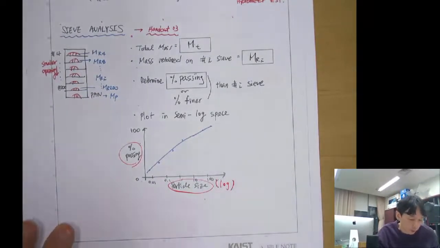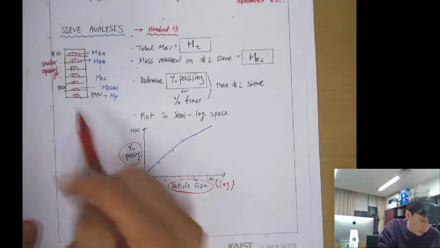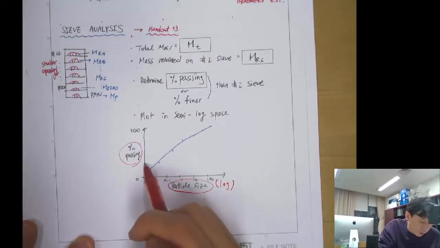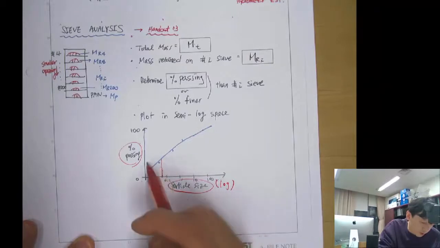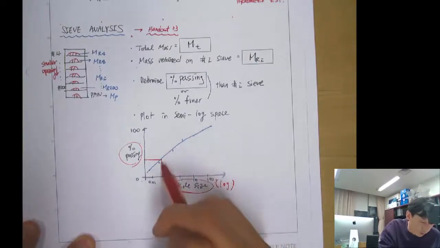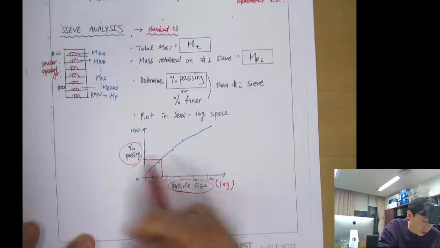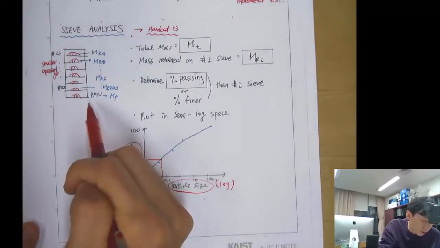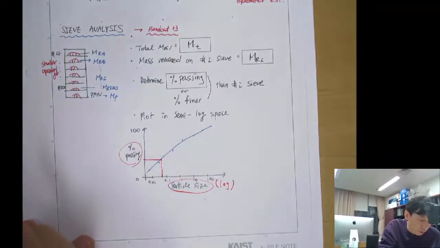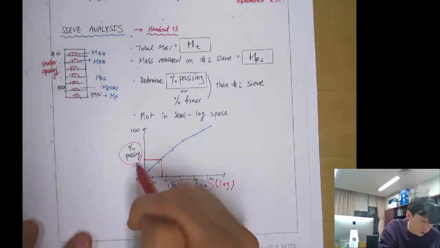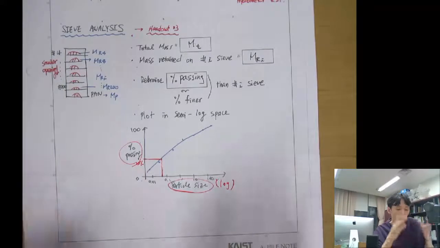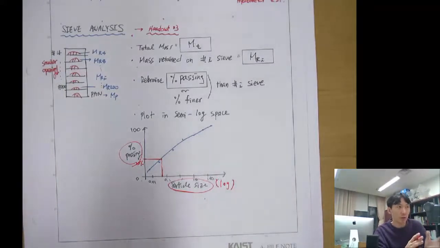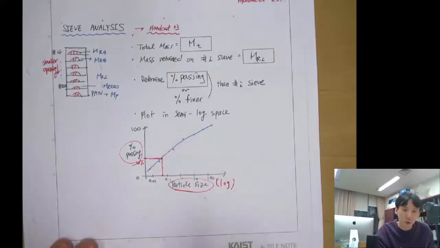So let me give you an example. Let's say that the number 200 sieve, which is about 0.075 millimeter, right? So let's say that the mass of the soil that passed the 200 sieve is 10%. That means that among your soil, 10% of the mass fraction is less than this 200 sieve opening size.